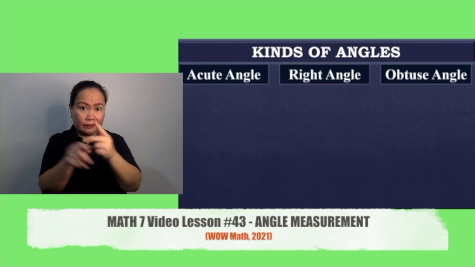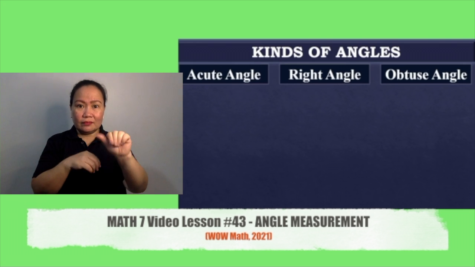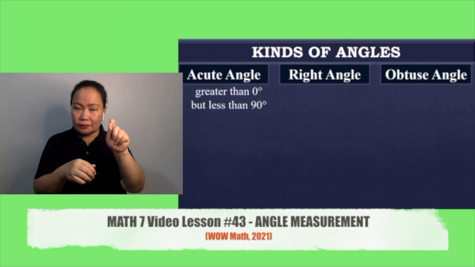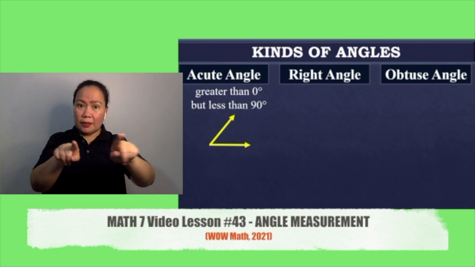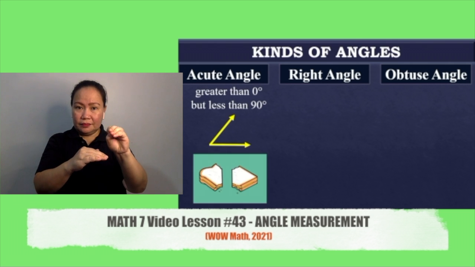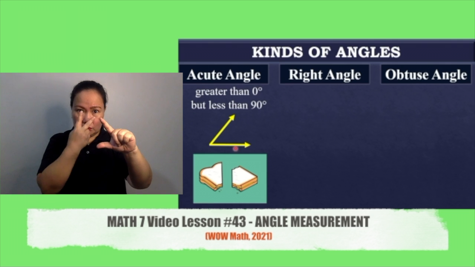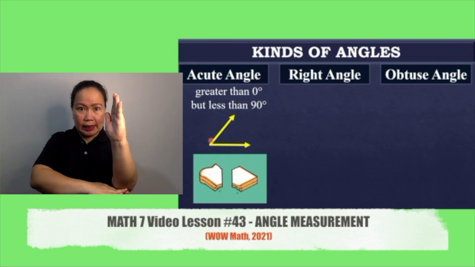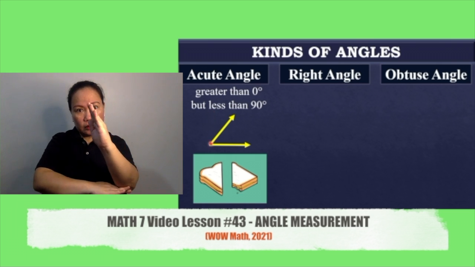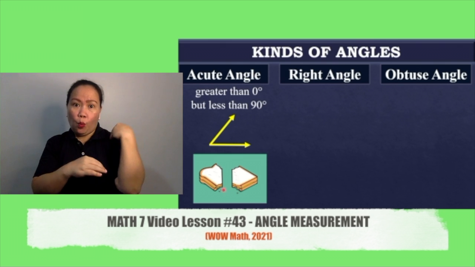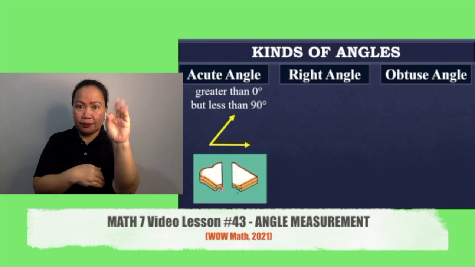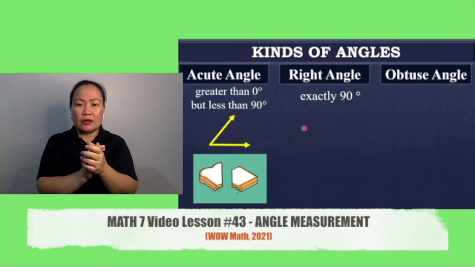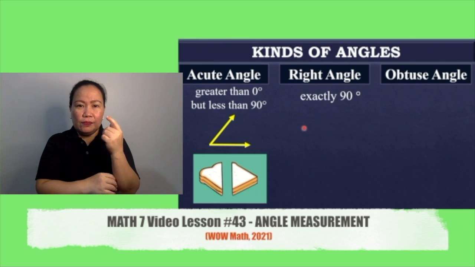So again, we have three kinds of angles: the acute angle, the right angle, and the obtuse angle, where acute angle is greater than 0 degrees but less than 90 degrees. This is the illustration of acute angle. Madali nyo siyang mapapansin kasi wala pa siya sa kalahati. This is also the illustration of acute angle. Ito pong side na to, itong corner na to.